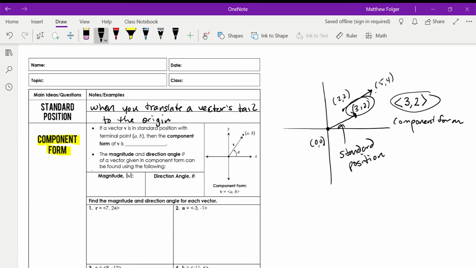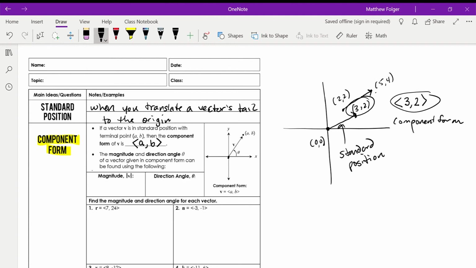So the component form is always written like this, a comma b, but there's not parentheses. There's little angle bracket things. And the reason that those are there is because this is not a point. This is actually representing the whole vector. This represents the vector with (0, 0) as one end and (a, b) as the other end. So that's called the component form.